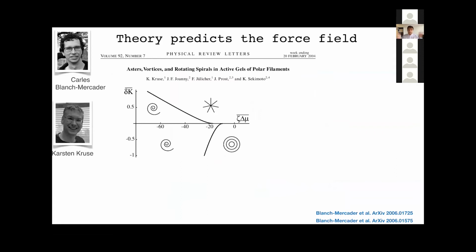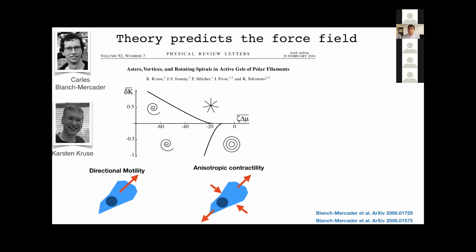And so we went to them and asked whether they could help in understanding what the stress field was here. So with Carles, they started working on the problem, and they included the two main factors in their theory that will lead to the formation of spirals and asters. One is directional motility, the fact that cells can have a certain persistent movement in one direction. And the other one is anisotropic contractility. These two factors taken separately can lead to the formation of spirals, but they don't really lead to compressive stresses.